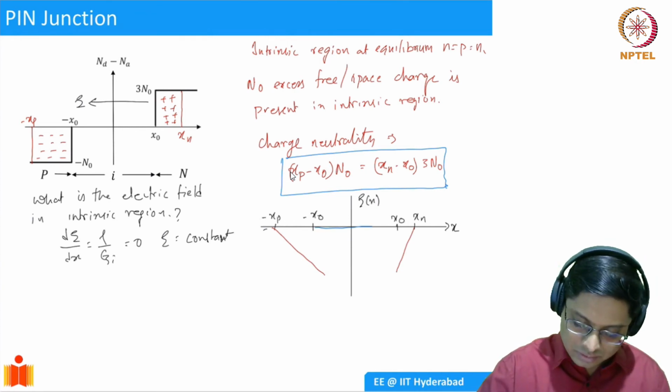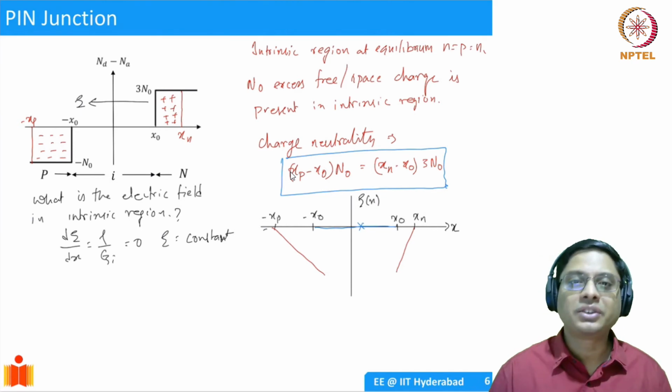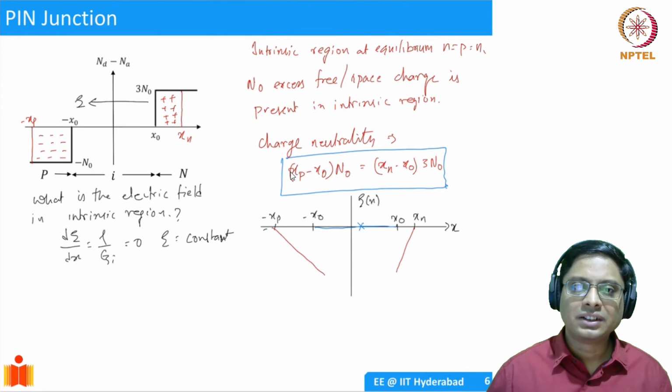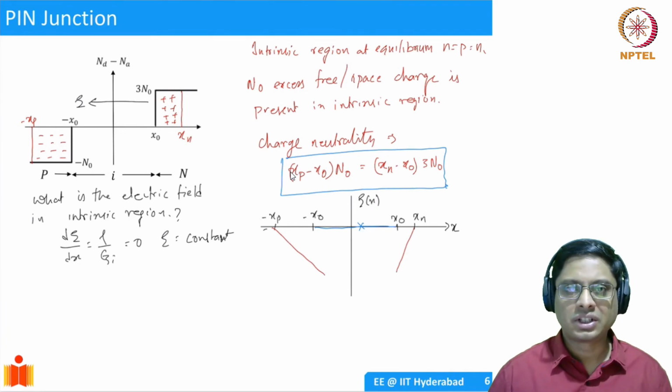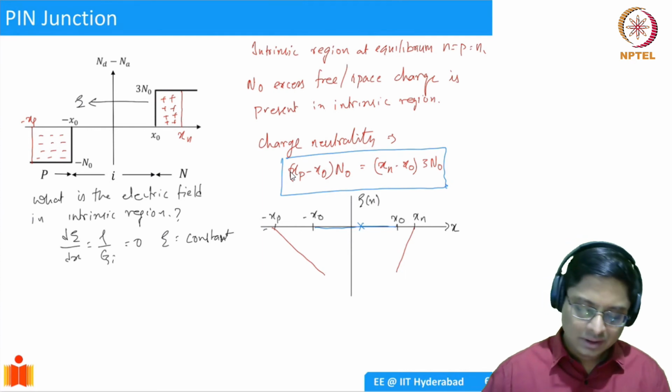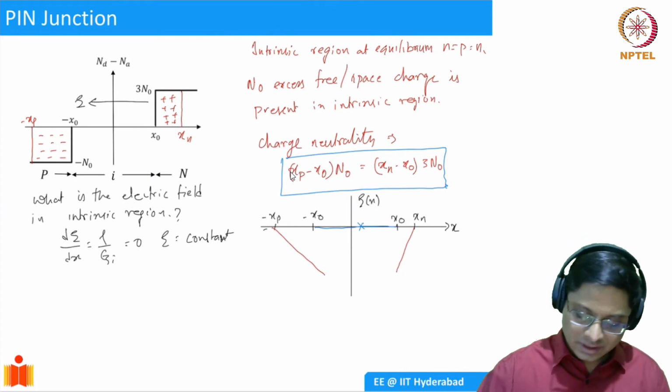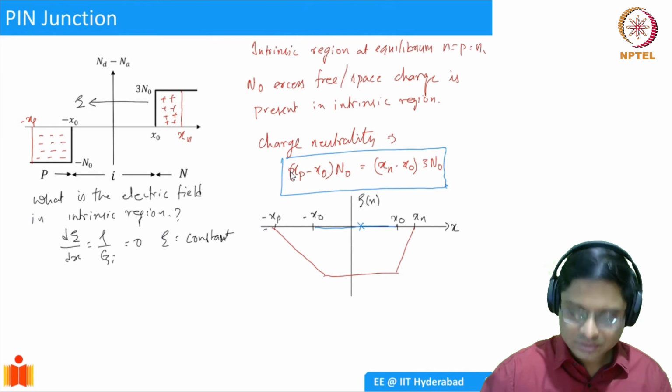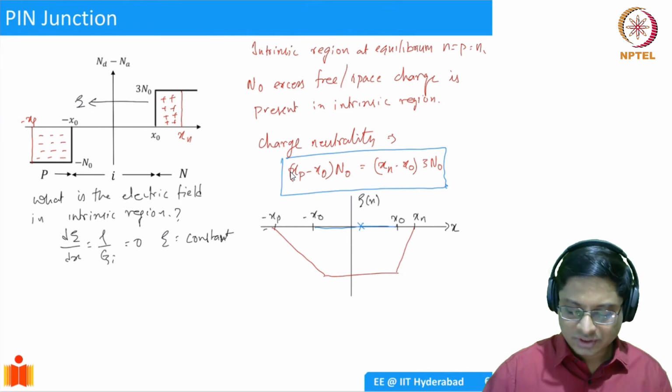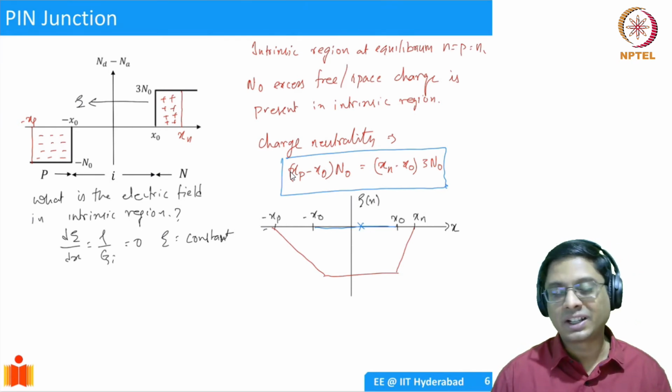Will it be 0 here? Well, electric field has to be continuous. There is no reason for it to have this discontinuity, right? Because there is no charge. If there is a boundary charge, then there can be a discontinuity in the electric field. Otherwise, no, right? So because of that, electric field here will be constant. Okay, so this is your electric field profile in a PN junction, PIN junction.